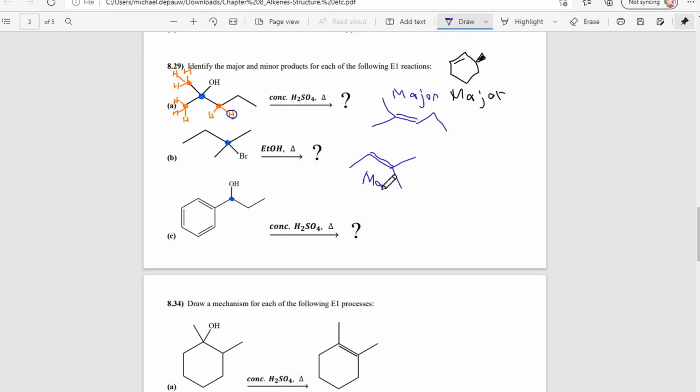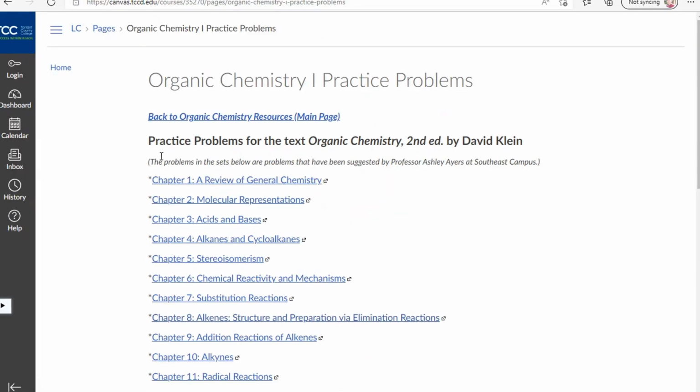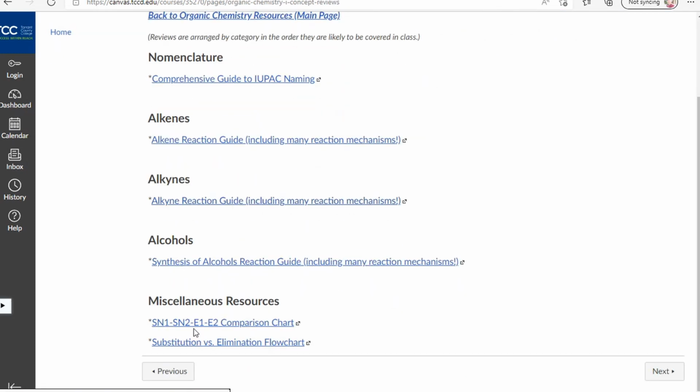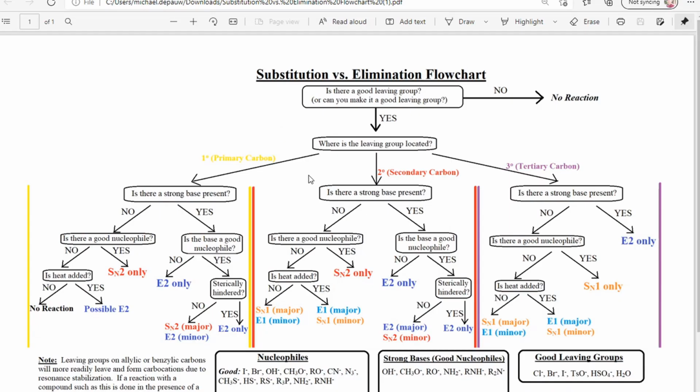Now, you said you have to leave at 4, correct? Yeah. Okay. Before you go, I want to show you one really cool thing. Cool. It is my SN1 under concept reviews. There's the SN1, SN2, E1, E2, or substitution versus elimination flow chart. So this is like my magnum opus. Not exactly, but it's still pretty cool. Oh, shoot. Yeah. That's cool.